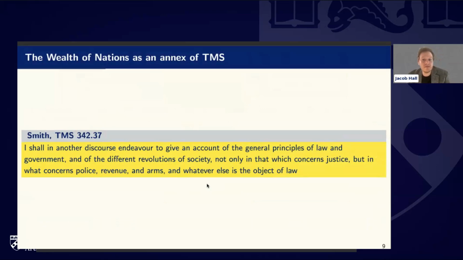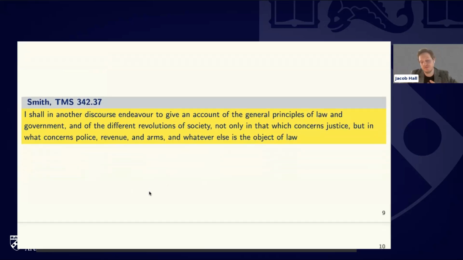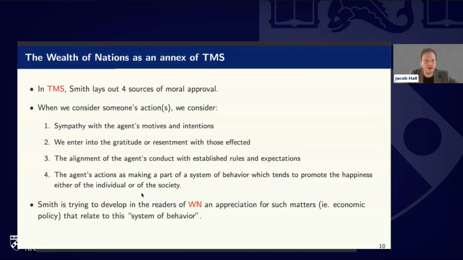At the very end of TMS, Smith says, "I shall, in another discourse, the Wealth of Nations, endeavor to give an account of the general principles of law and government and of the different revolutions of society, not only in which concerns justice, but in what concerns police, revenue, and arms," police being policy, "and whatever else is the object of law." So Smith finishes TMS, publishes it, keeps editing it, but hints that he's going to do this other great big work. And The Wealth of Nations is that great big work.